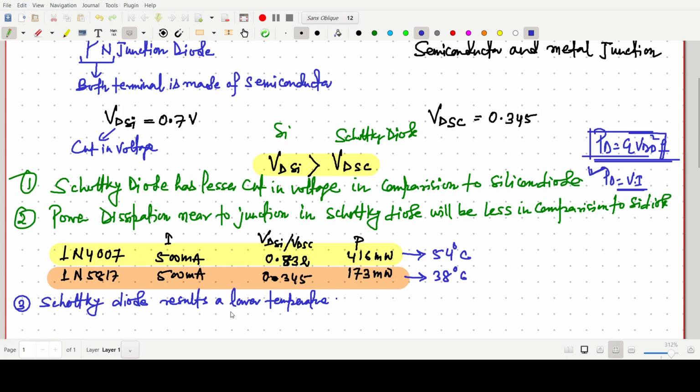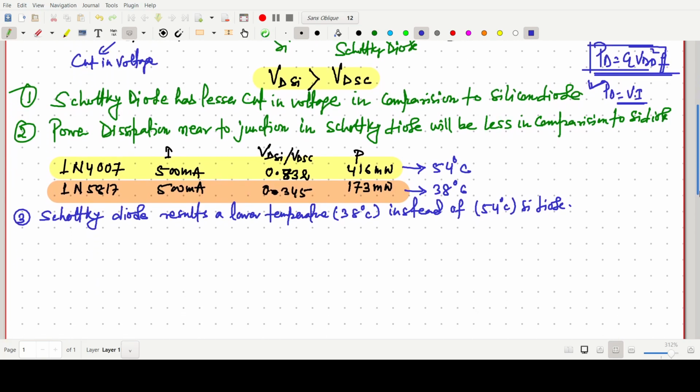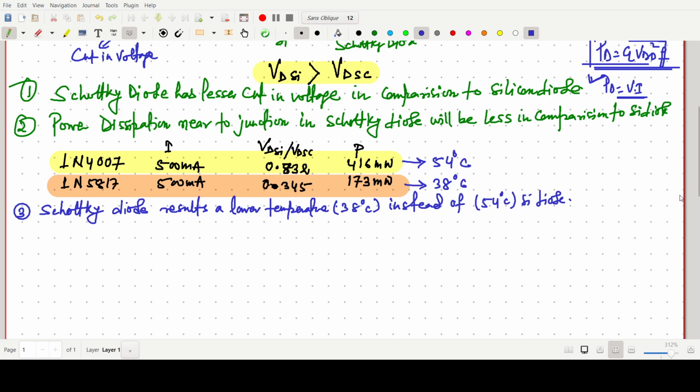So the Schottky diode results in a lower temperature, that is 38 degrees centigrade for that 500 milliampere, instead of 54 degrees centigrade in the silicon diode. Okay, this one is one more definition. Now, what is the advantage? It also has a very fast switching speed.